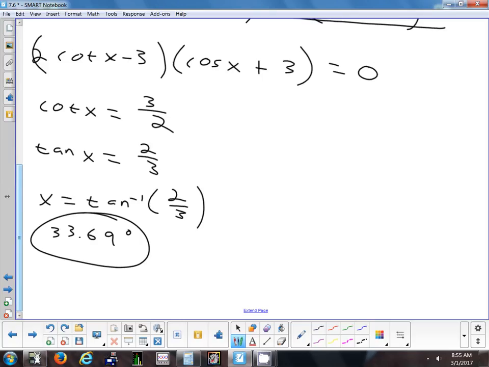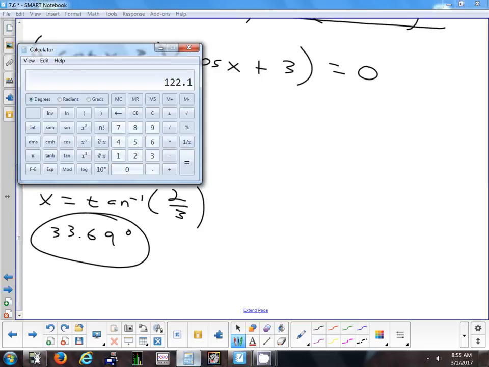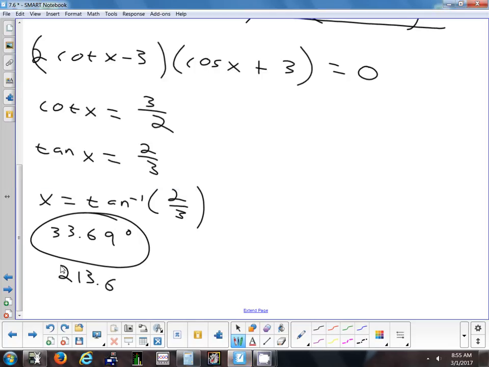Now, you got to be careful, because where else is tangent equal to a positive? What quadrant? Which one? Third quadrant. So what do you do to get an answer in the third quadrant? 180 plus the reference angle, 213.69. I'm going to come back to that in a second.